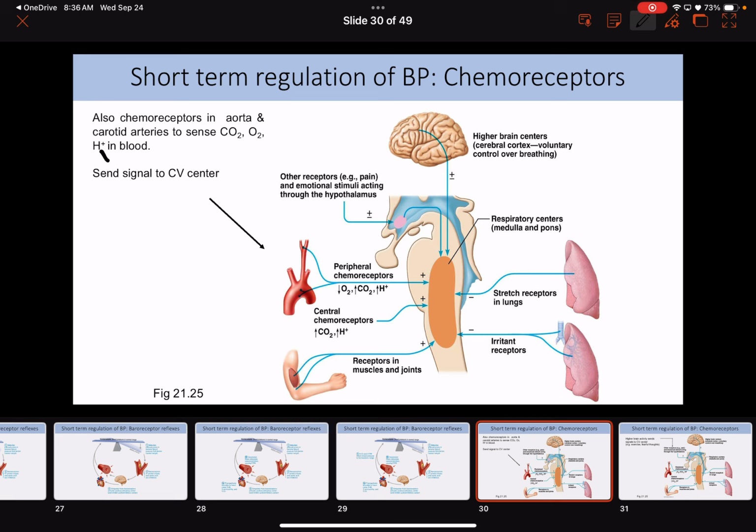So again, hydrogen ions are going to tell us about pH. And again, we're going to come back to this idea when we get to the respiratory system. So will this be on the quiz or exam? As far as chemoreceptors go, no, we're going to come back to it. So you may see it in your book talking about these things now, but we're not going to talk about them until we get to the respiratory system.